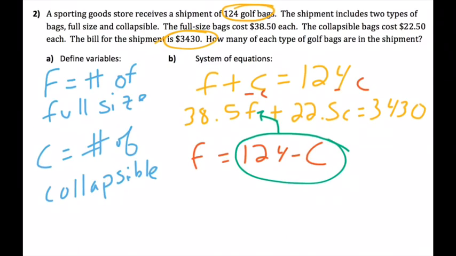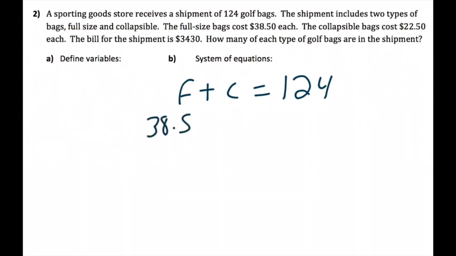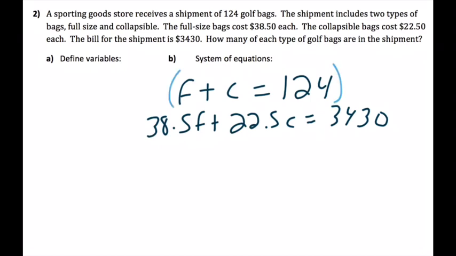Now, how could we have done this with elimination? Well, I'm just going to set up here for a second. Let me erase this. So if I have my system here, which was f plus c equals 124, and then we have 38.5f plus 22.5c equals 3430.